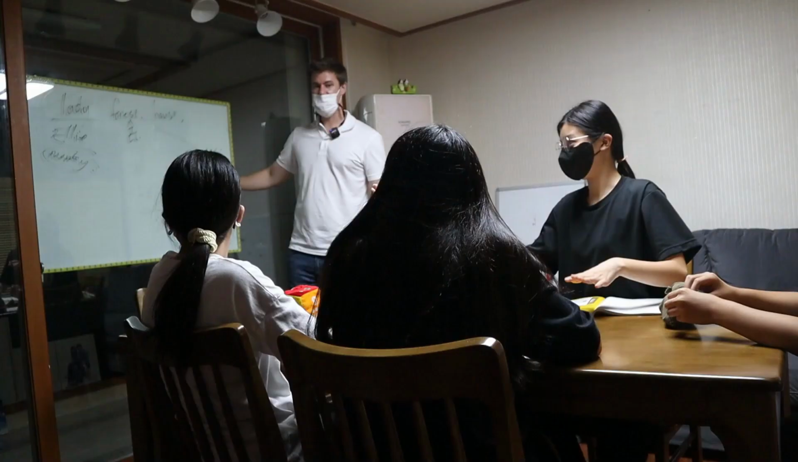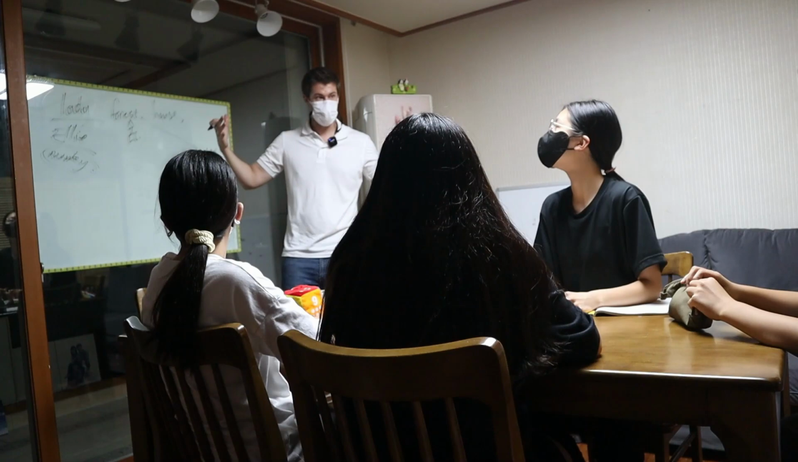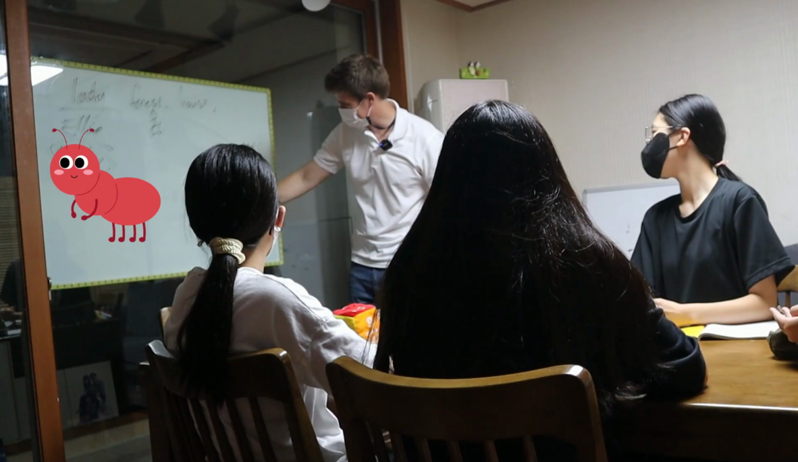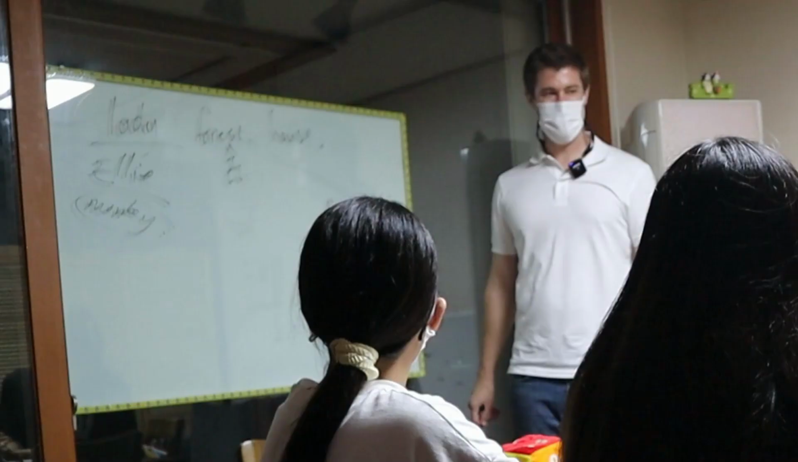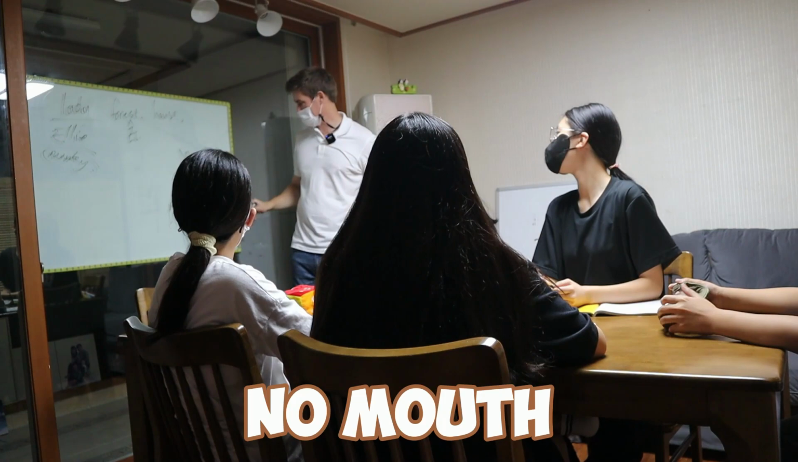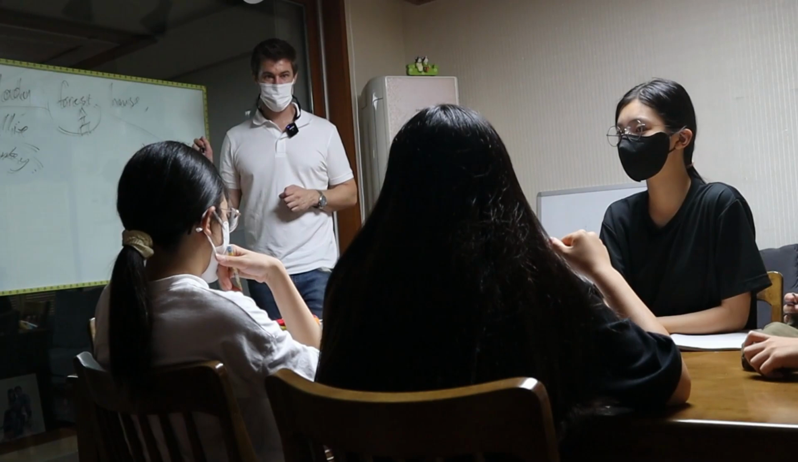In the forest, there is a monster. What does he look like? Is he big? Is he small? Small. How small is he? Like a small dog? Small as me? Small as an ant. How many eyes? One eye. How many legs? Four legs. And what else does he have? Two horns. Does he have a mouth? No mouth. What does the forest look like? Is it big and friendly? Is it dark? Does it have flowers? Does it have many trees? There are a lot of trees.